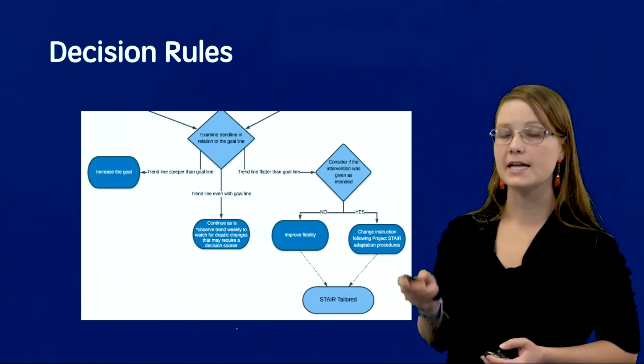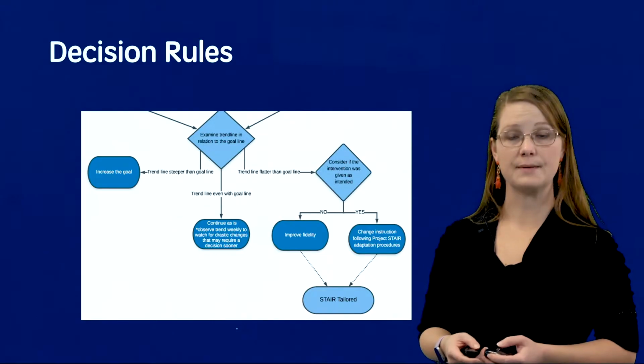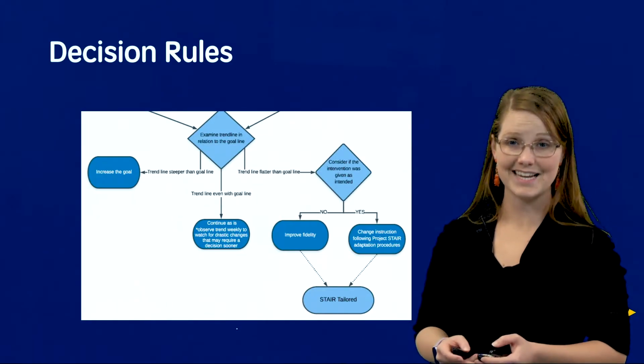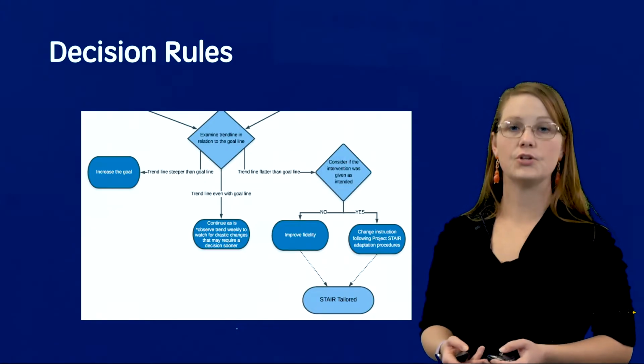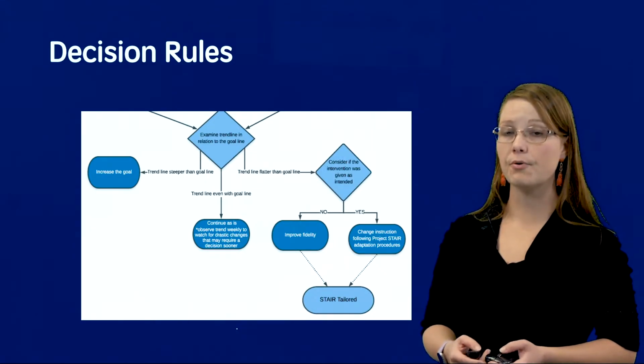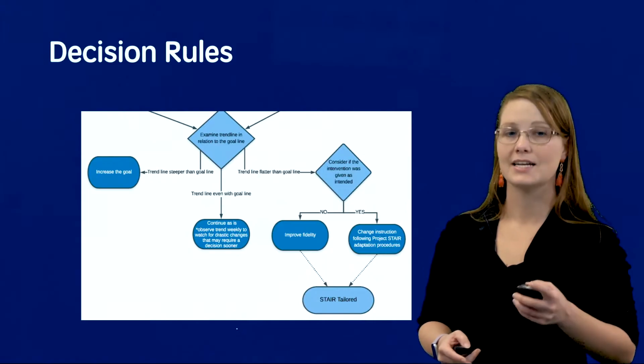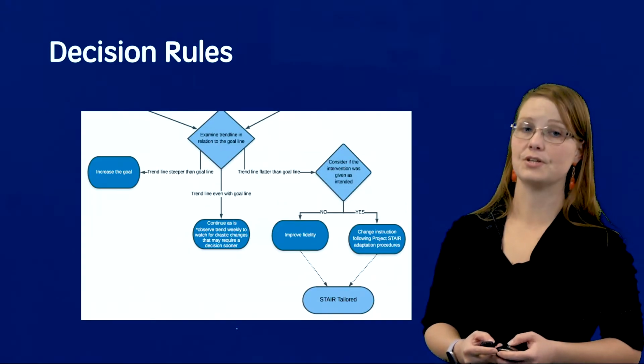Note that before making any changes, you should first establish that the intervention was given as intended and the student received it. If fidelity is not certain, you'll want to improve fidelity before making any decisions. Now let's apply these decision rules to some real student graphs.